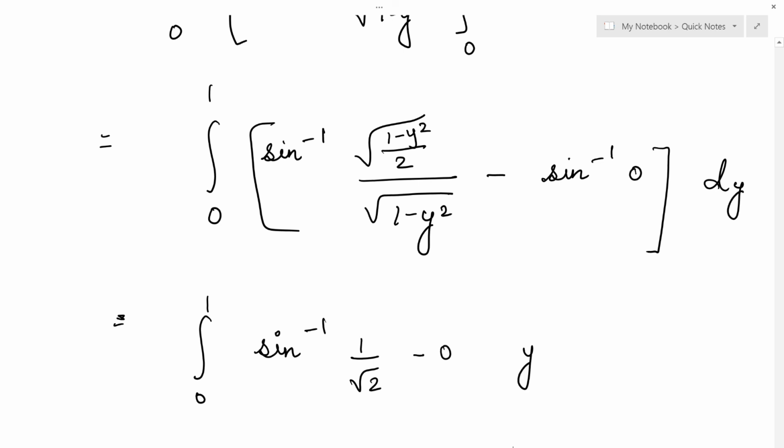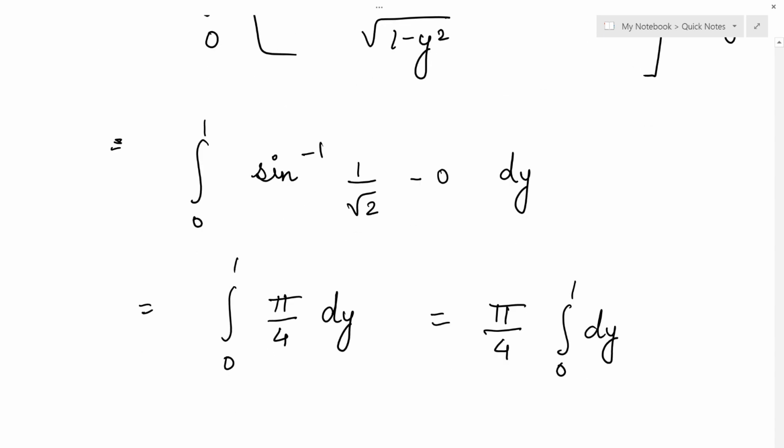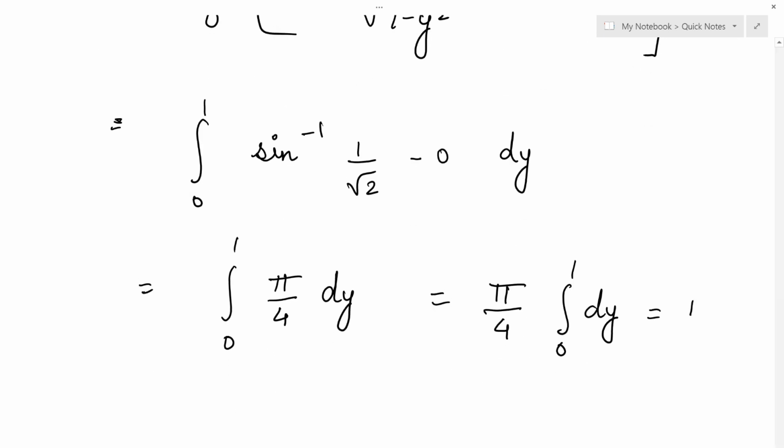So now what you will have is sine inverse of 1 by root 2. You know it is pi by 4. So pi by 4 can be taken outside the integration anyway. So pi by 4 dy. Integration of dy is y, and the limits of integration are 0 to 1. So after solving, the answer for the integration becomes pi by 4.